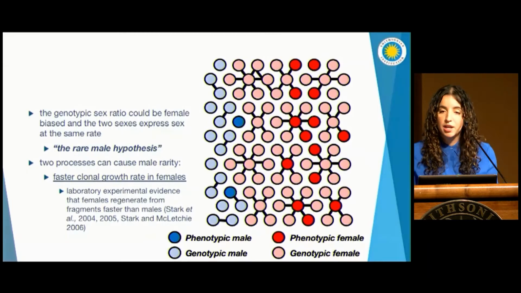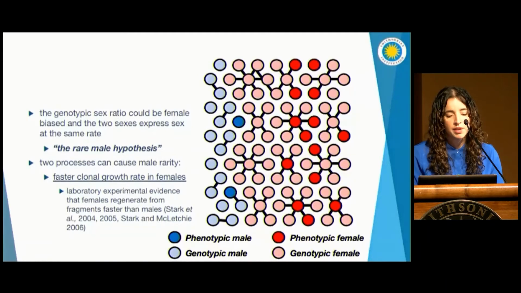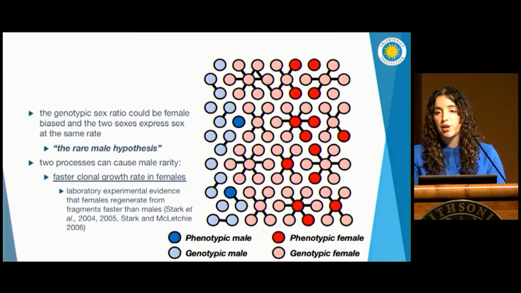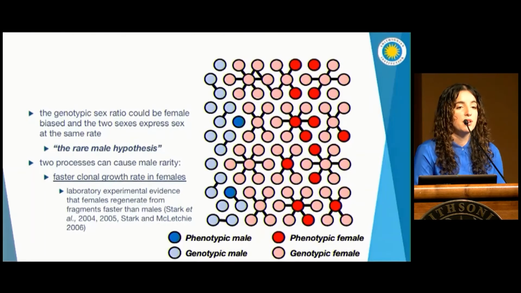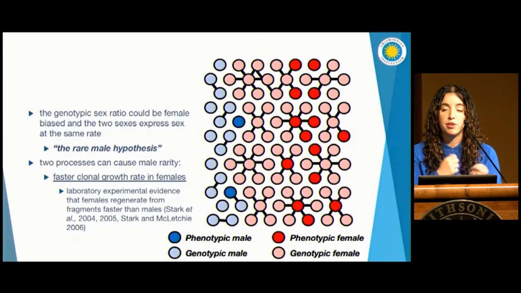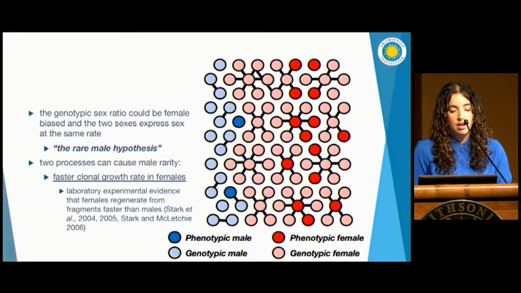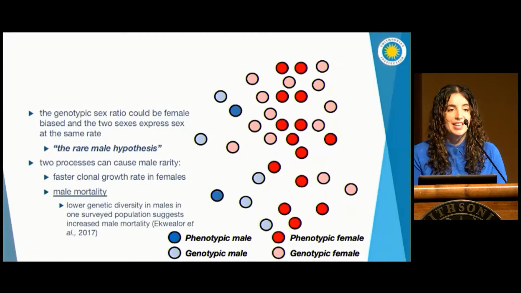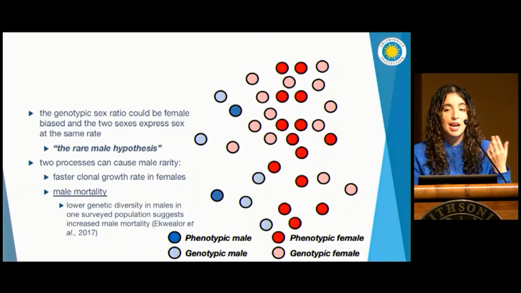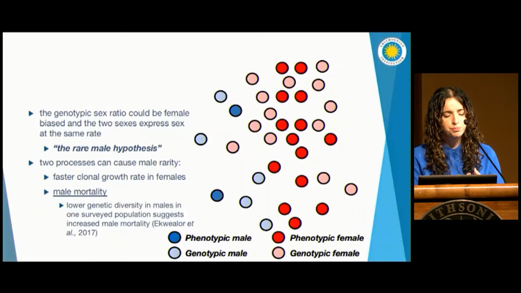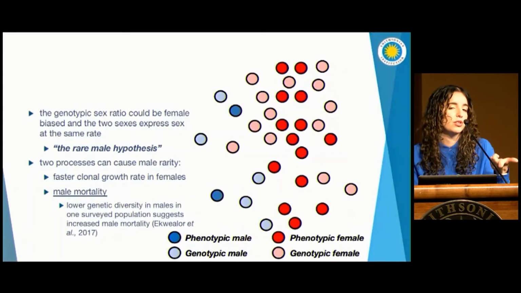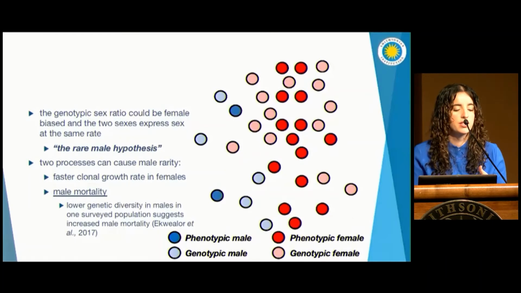So if females just make more shoots, then when you sample randomly, you're going to pick up more females that way. And in fact, in this species, laboratory experiments do find evidence that females grow faster, regenerate faster from fragments than males do. And so it really could be what's going on here. However, another possibility is that they regenerate at the same rate, they express sex at the same rate, but males die out more. Males just don't live as long or as well, or they die before germination even. They die somewhere in their life cycle.